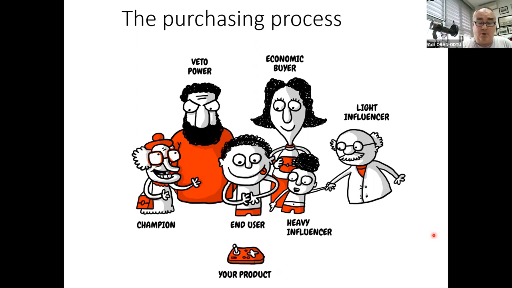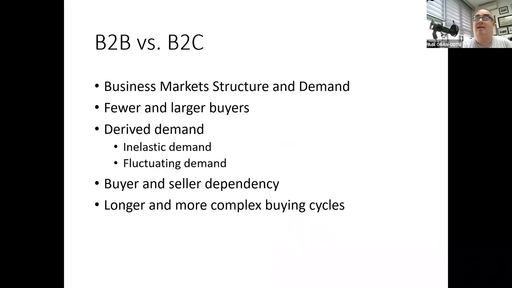A typical purchase for a company, 6 months would be quick. So don't expect to go in today and sell tomorrow to a company, especially large companies. And here's a little extra information about B2B versus B2C, business to business versus business to consumer.